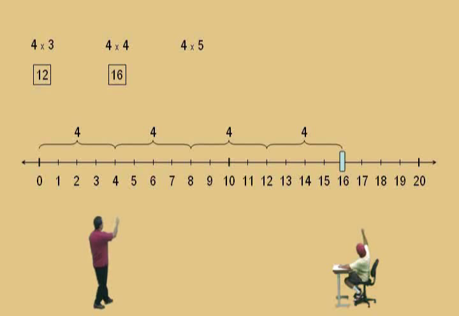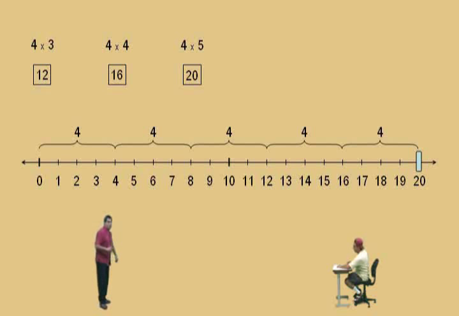If we want 4 times 5, we add another 4 and we get 20. So notice here, we have 4 plus 4 plus 4 plus 4 is 20. There are 5 of these 4s being added together. And so we're looking at 4 times 5, meaning 4 plus 4 plus 4 plus 4 plus 4. There you go. It's 20.